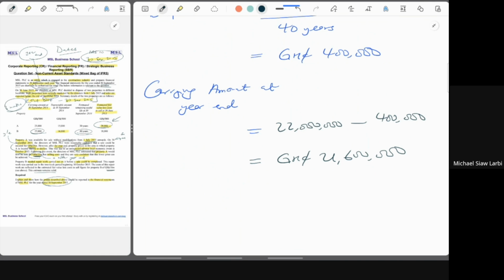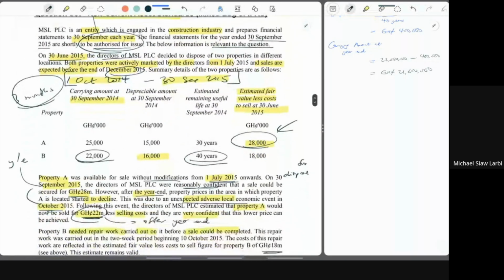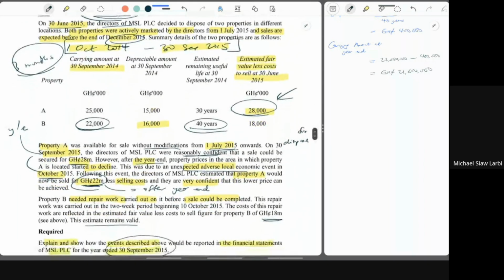But hold on a second. You could end the question here, but there's one advanced point you could also mention. Let's look at something carefully. If the carrying amount of an asset is 21.6 million, its fair value less cost to sell is given as what? 18 million, as you can see here. And you are told again in the question that the cost of the repair work will be reflected in the estimated fair value less cost to sell of 18 million.